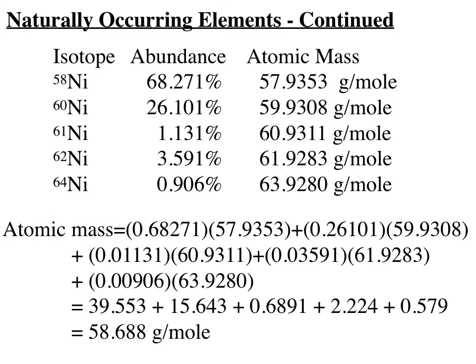You should practice this one by yourself. I would say cover up the answer, work it out yourself, and make sure that you can come to the conclusion of 58.688 grams per mole for naturally occurring nickel.